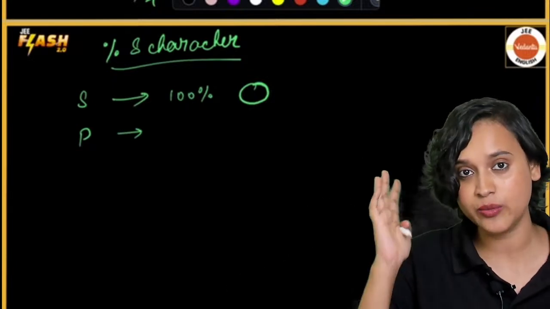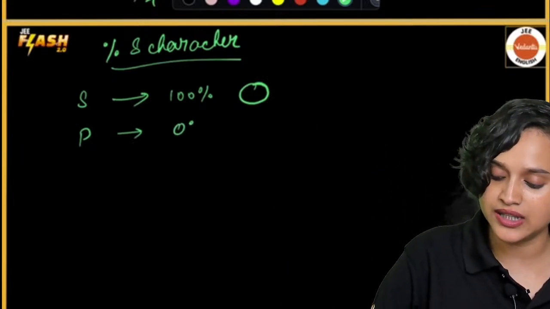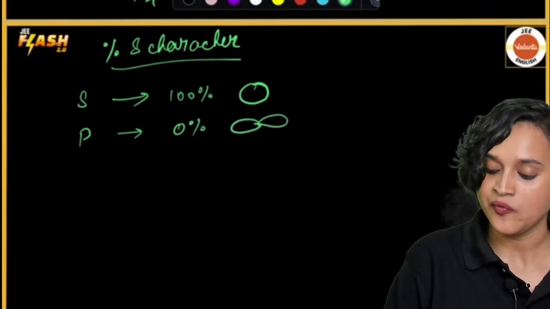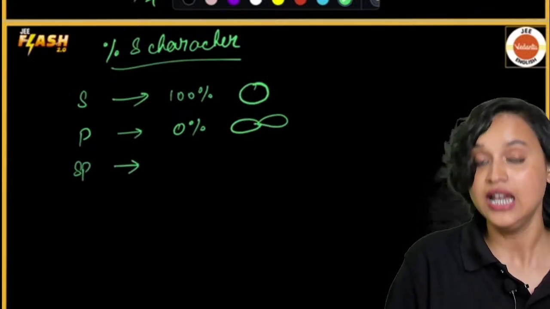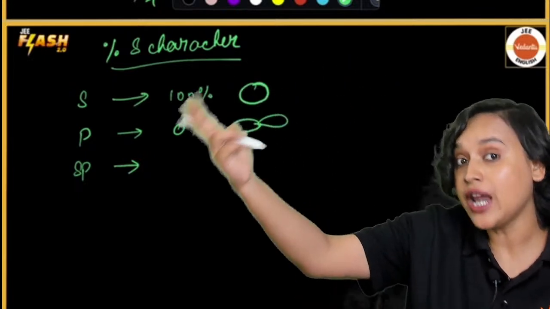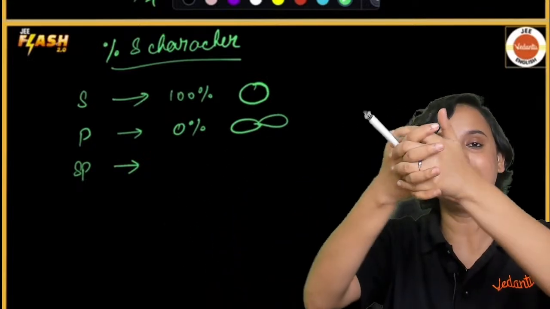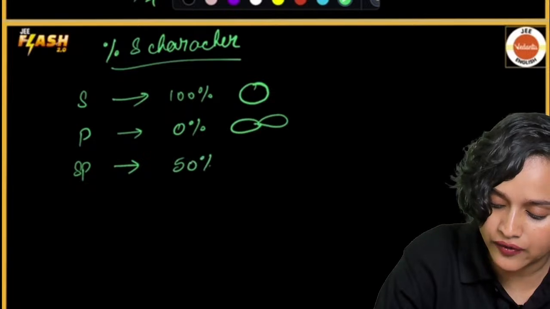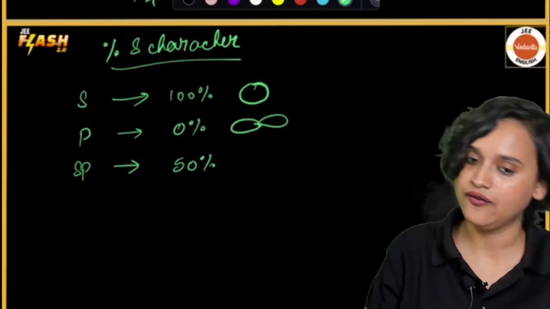Is there any characteristic of S orbital? Do you see? Nothing. So this will be 0%. P orbital looks like this. Now let's say that we have a hybridized sp orbital. If it is sp hybridized, then 50% from S, 50% from P will interact. So we will have percentage S character to be 50%. Make sense? Very good.